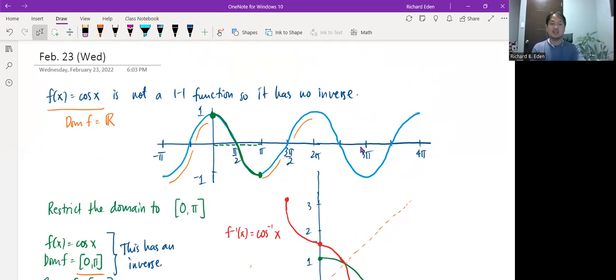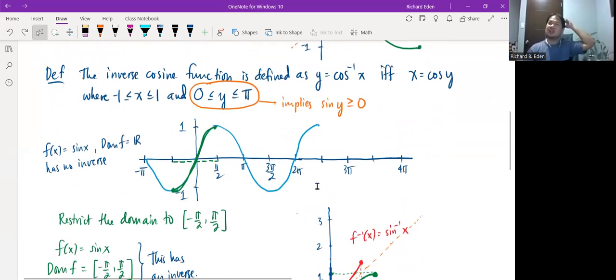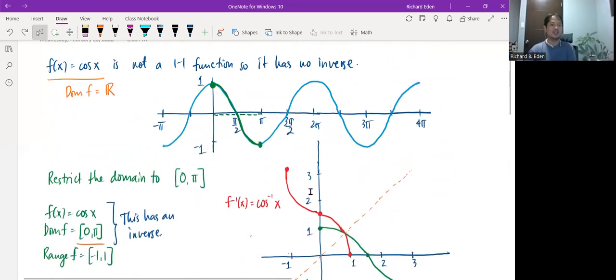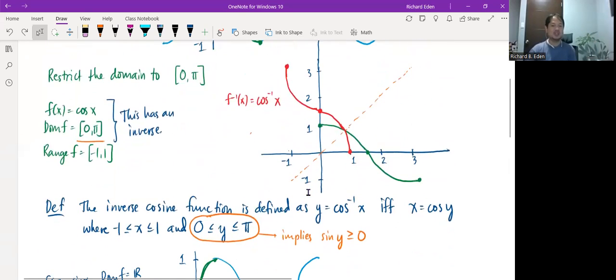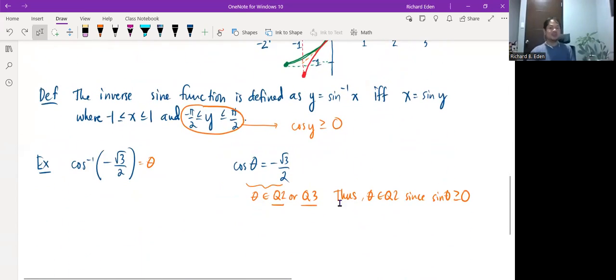There are various reasons behind the choice of restriction, why it's 0 to pi, but it is not a coincidence that this was chosen so that the sine function will be greater than or equal to 0. It is going to be a useful fact in calculus that for the cosine inverse function, the sine of y will be greater than or equal to 0. That's something we are not prepared to discuss now, but there's a reason behind these things.